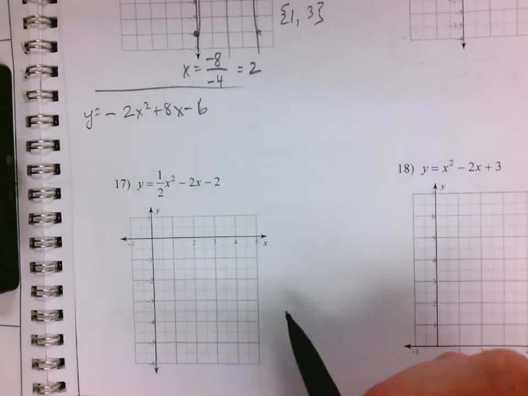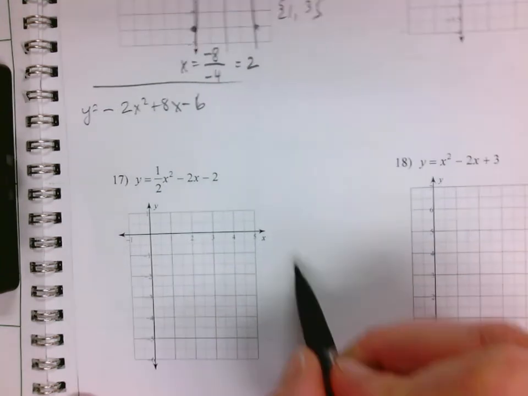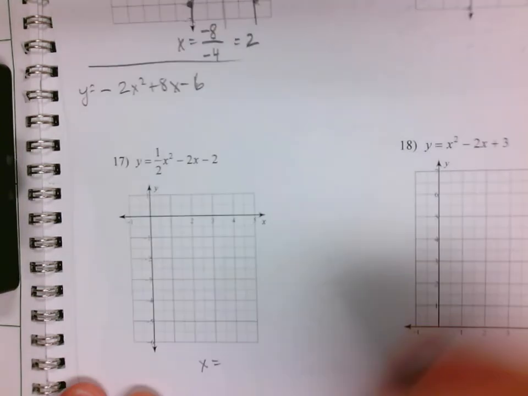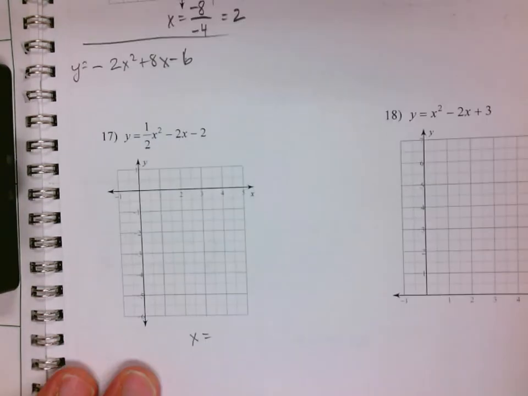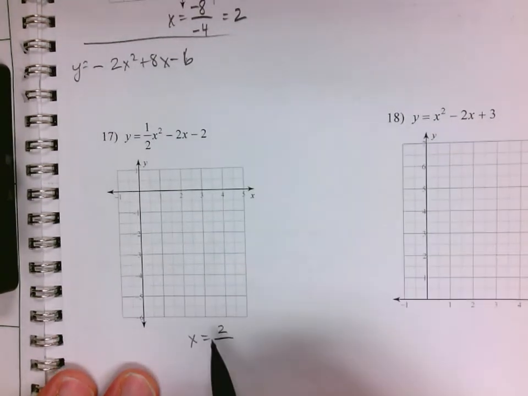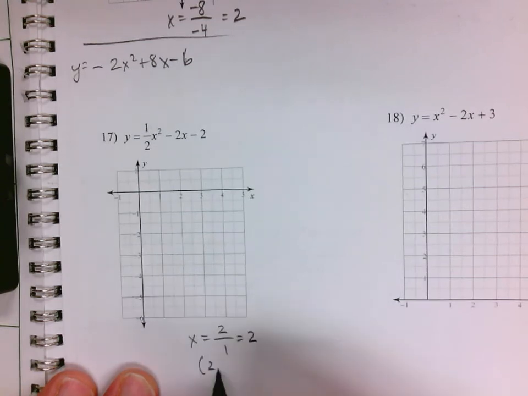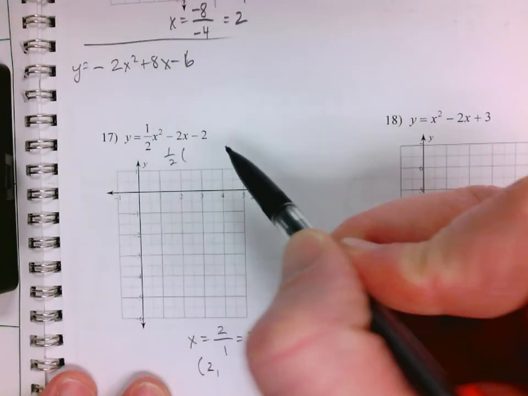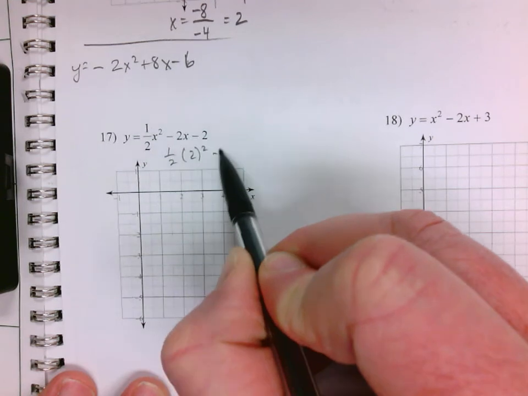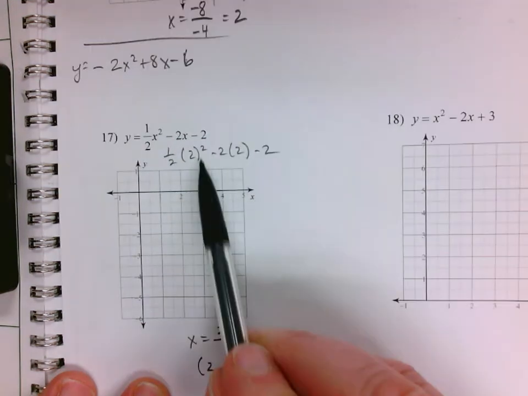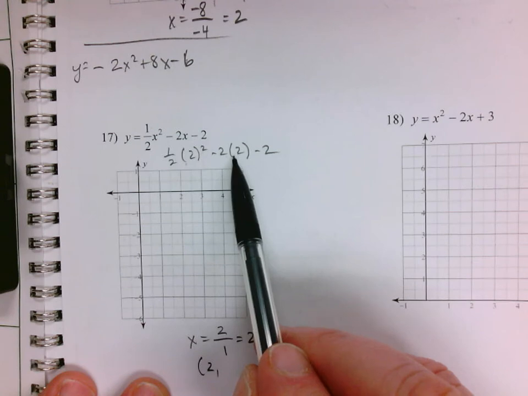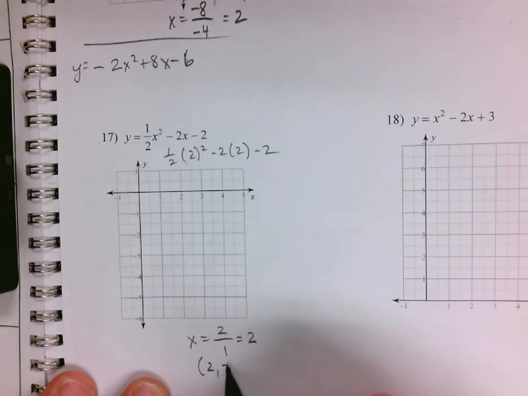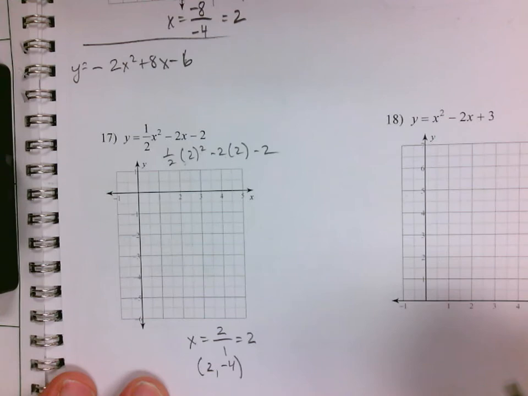Find the vertex, opposite of B over 2A. So 1/2 times 2 squared minus 2 times 2 minus 2. 4, that's 2 minus 4 is negative 2, negative 4. And I'll plot my point, 2, negative 4.